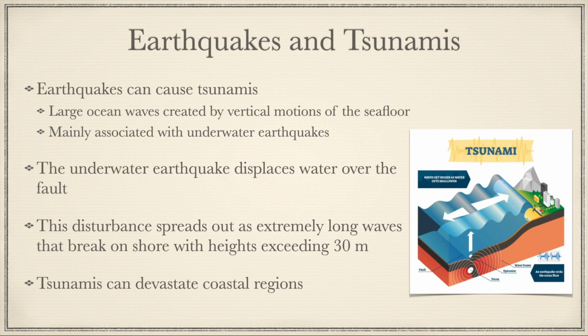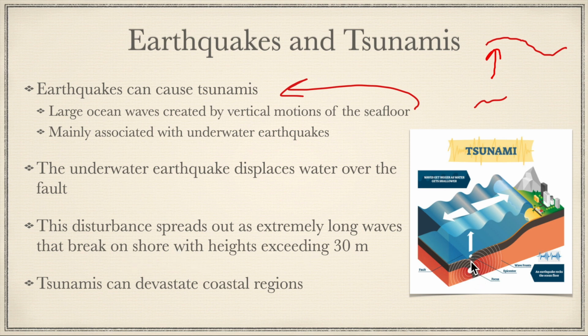So earthquakes and tsunamis. Earthquakes can cause tsunamis. Large ocean waves created by vertical motions of the seafloor are tsunamis. Okay, so these are very large ocean waves caused by the seafloor moving. These are mainly associated with underwater earthquakes. So the underwater earthquake displaces water over the fault. So when the earthquake happens, the water will basically rise up, and then that wave expands out from that point of disturbance. So the disturbance spreads out as extremely long waves that break on shore with heights exceeding 30 meters.